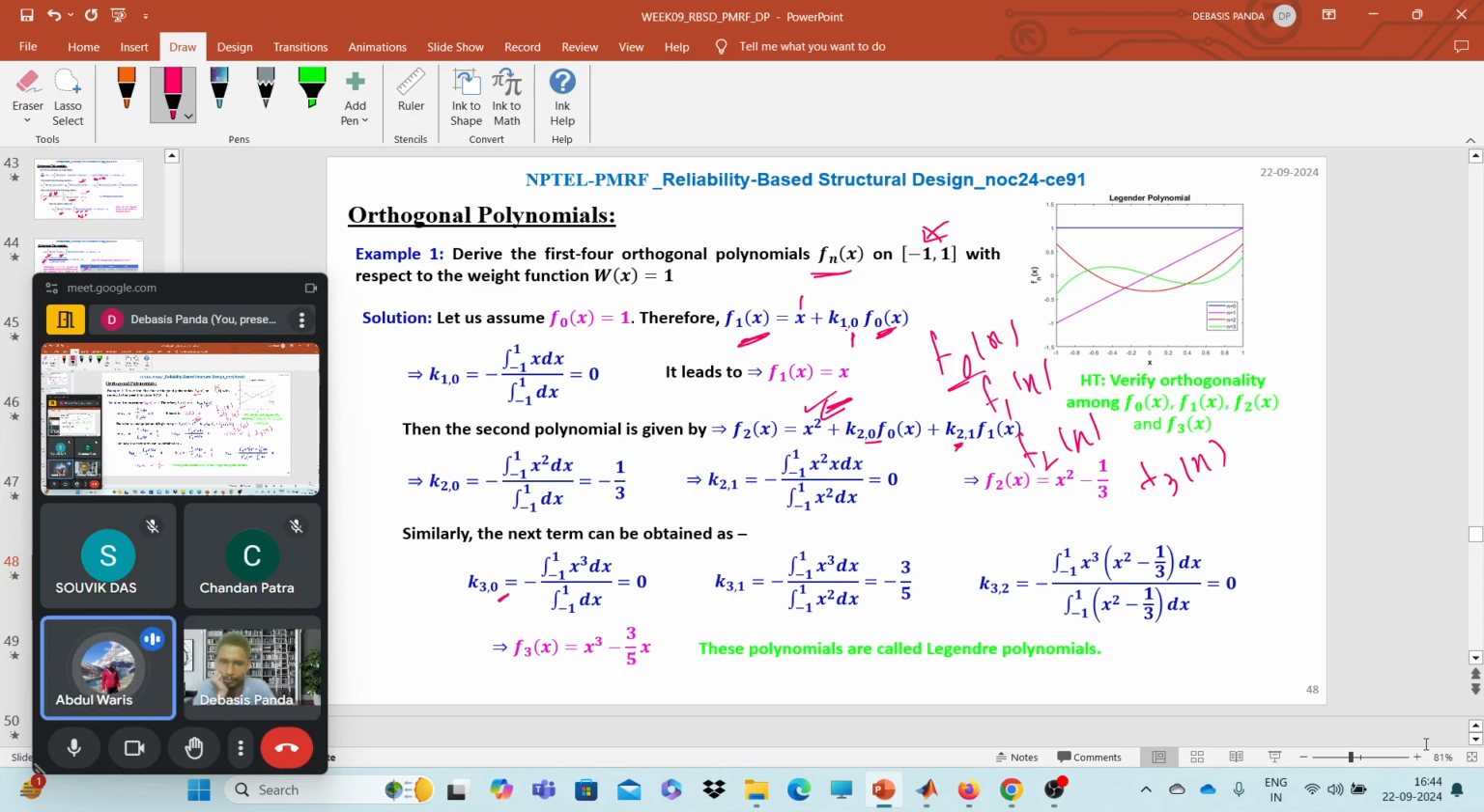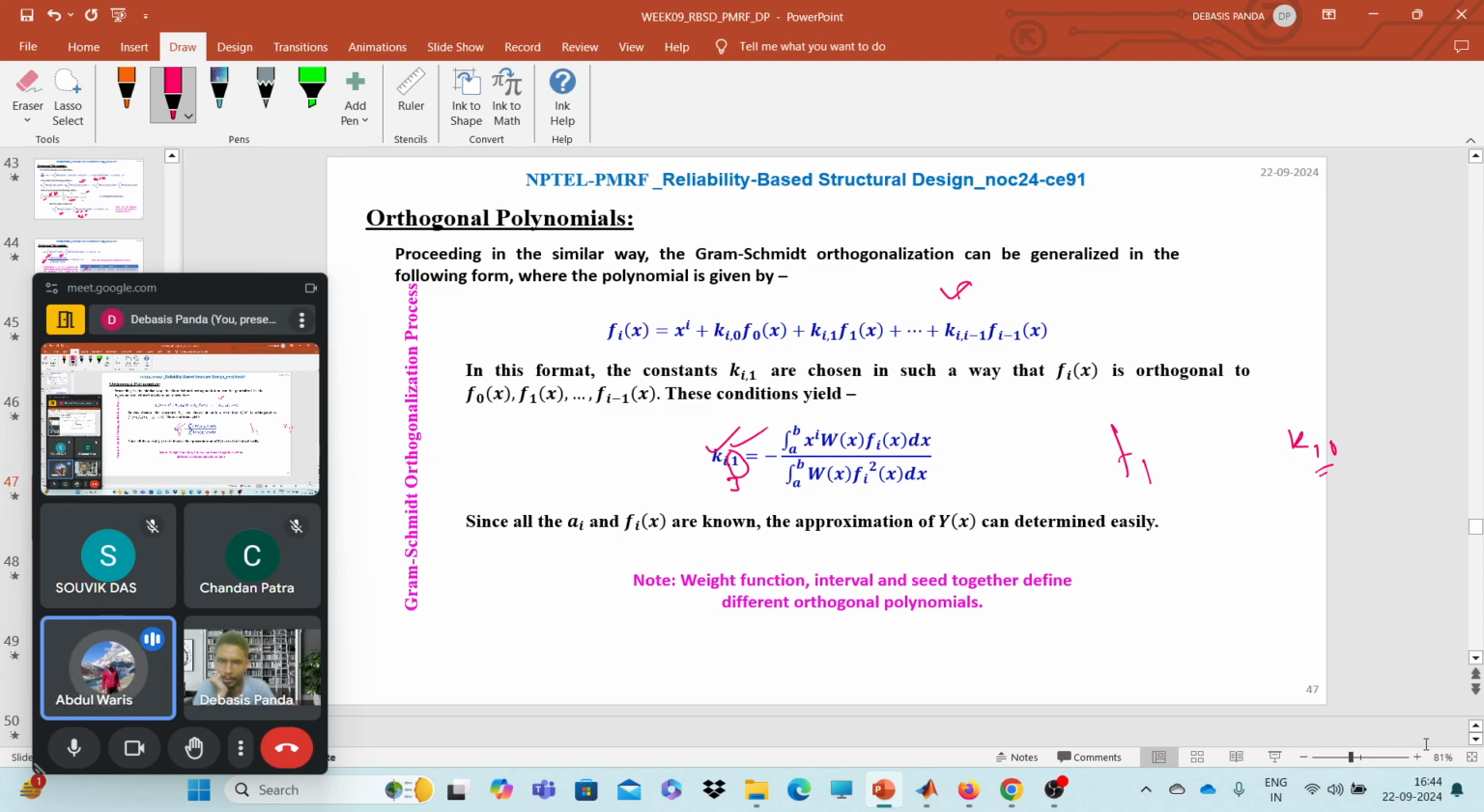equivalent to integration of minus a to b x raised to i, w of x, f1 of x. Would that be fine? Yeah. So I mean to say, instead of fi, it should be f1 to make things consistent. You can think like that also. Yeah, I get your point.